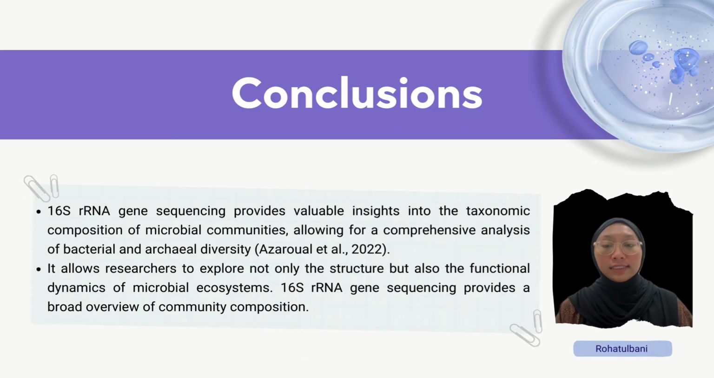In conclusion, 16S ribosomal RNA gene sequencing provides valuable insight into the taxonomic composition of microbiome communities, allowing for a comprehensive analysis of bacteria and archaea diversity. It allows researchers to explore not only the structure but also the functional dynamics of microbiome ecosystems. 16S ribosomal RNA gene sequencing provides a broad overview of community composition.